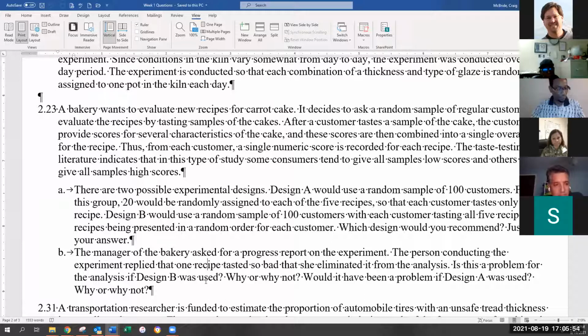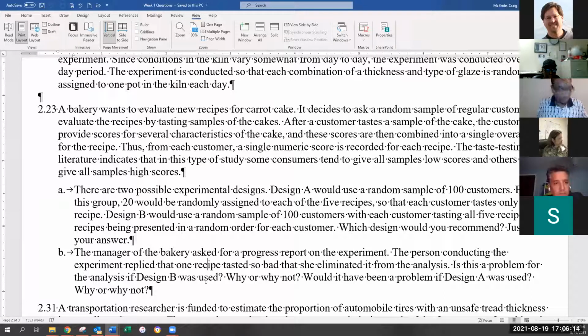Now, design B, you take 100 customers, right? And they taste all 5 recipes and then rank them. But if you take one of the recipes away, then now they're tasting 4 recipes each and ranking them. So again, it really doesn't have any influence on the effectiveness of design B either.